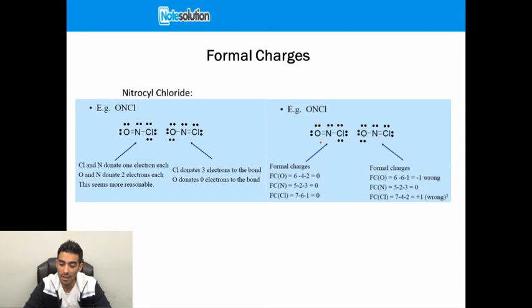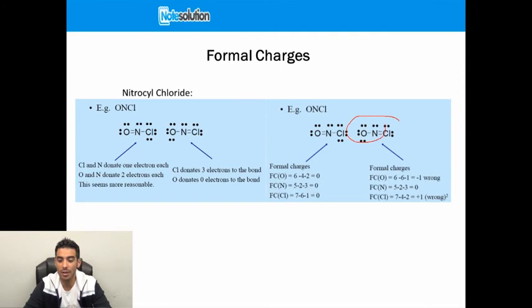The nitrogen now has 5 valence electrons, 2 electrons in lone pairs, and 3 covalent bonds. That comes up to 0 formal charge. The last one, the chlorine, has 7 valence electrons, 6 electrons in a lone pair, and 1 electron that is shared. So it comes up to 0. So in this case, we have 0, 0, 0 as formal charge.